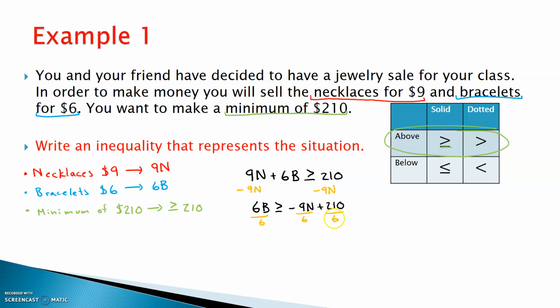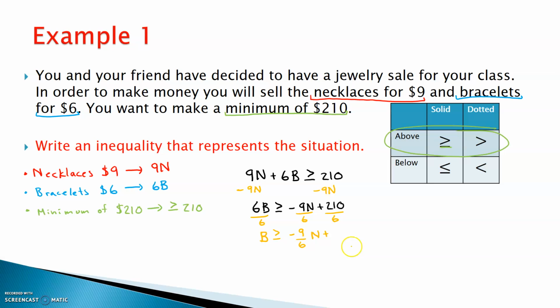Do I have to flip the signs? No, because these 6's were all positive. So those cancel out. I'll bring down b is greater than or equal to negative 9 over 6. And I can actually simplify that to make my life a little bit easier. N plus, and then what's 210 divided by 6?